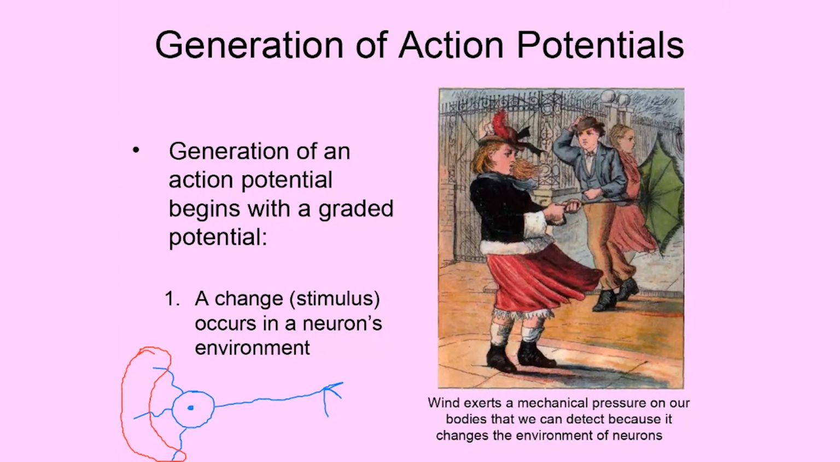If we're talking about neurons in the eye, this could be a change in light. So maybe light has entered the eye. That's going to change the environment of neurons in the eye and cause graded potentials in those areas. It could be a change in the chemical environment of a neuron. So really any kind of change in the environment of a neuron happening out here in the area of the dendrites, which are the receptors for our nerve cell, is going to initiate a graded potential.